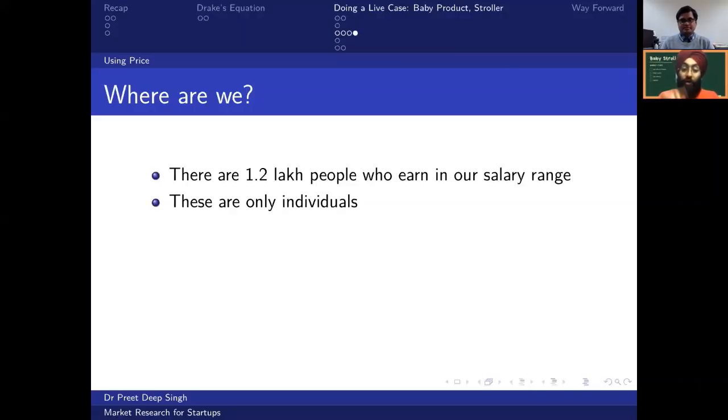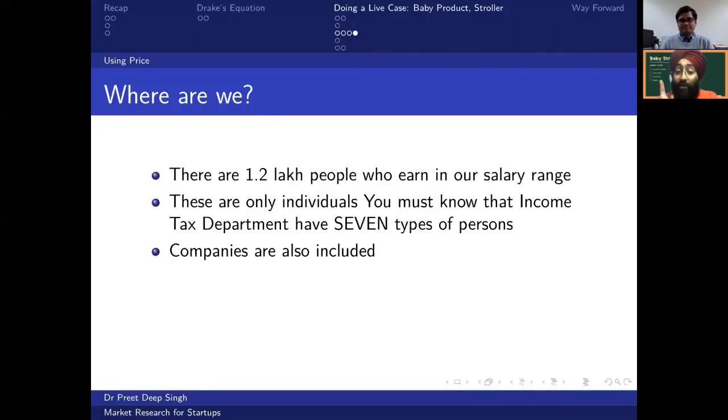Cool. So understand that these are only individuals. Now, one more aspect of critical thinking that you need. When you go back to the results, you can Google it for yourself. I would strongly urge that you do it yourself. These are only individuals. Now, the technical knowledge here is that the income tax department has 7 types of persons. There is a natural person called an individual. There is a company. There is an institution. There is a government body. There is an association of persons like BCCI. BCCI is also an income tax payee. Reliance is an income tax payee.